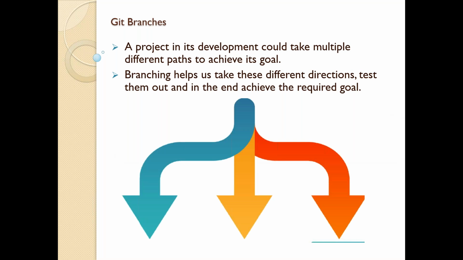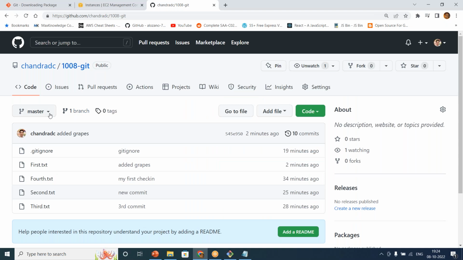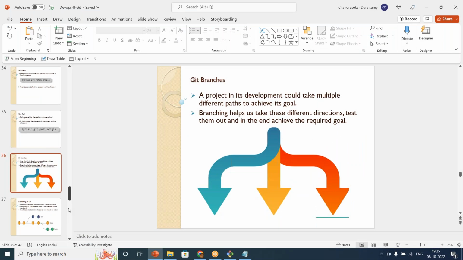So git branches is what we are going to see next. Right now, if you see here, we only have one branch. See, only one branch, that is the master branch. So we are going to create some branches and check. Okay, so let's go and talk about these branches.